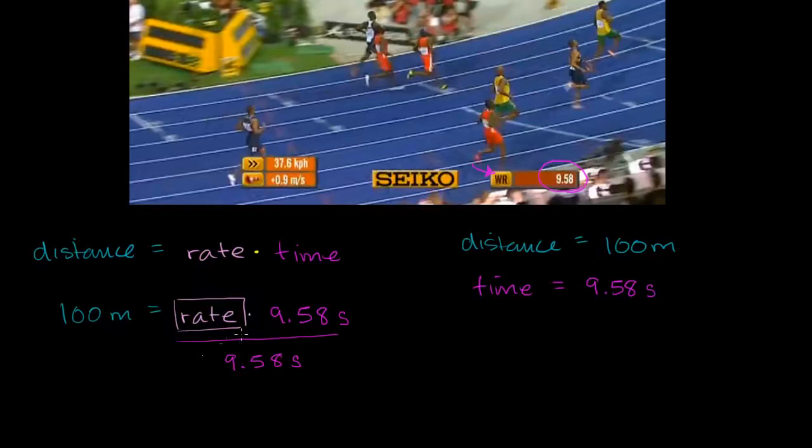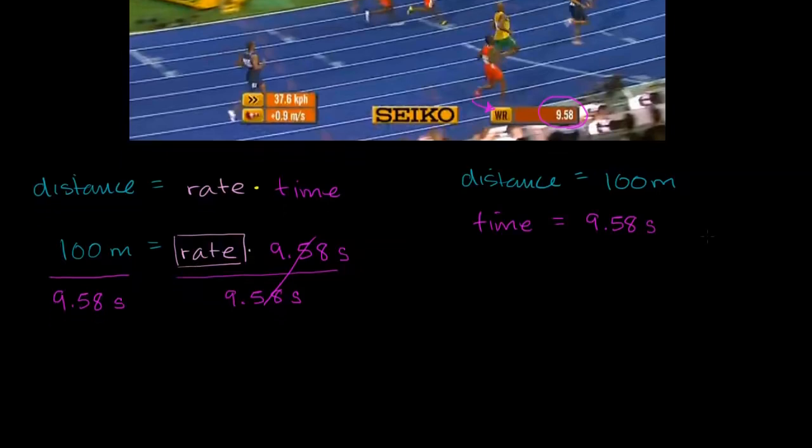So I can't just divide the right side, I have to divide the left side in order for the equality to still be true. If I said one thing is equal to another thing and I divide the other thing by something, in order for them to still be equal, I have to divide the first thing by that same amount. So I divide by 9.58 seconds. So on our right-hand side, and this was the whole point, these two cancel out. And then on the left-hand side, I'm left with 100 divided by 9.58, and my units are meters per second, which are the exact units that I want for rate or for speed.